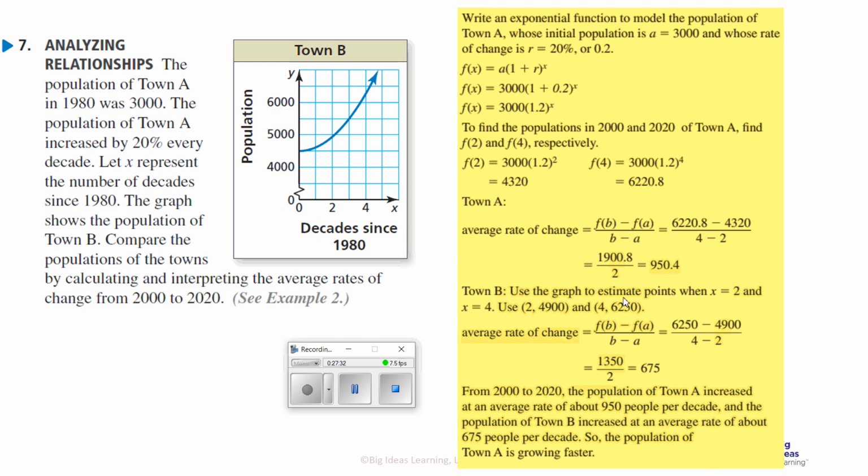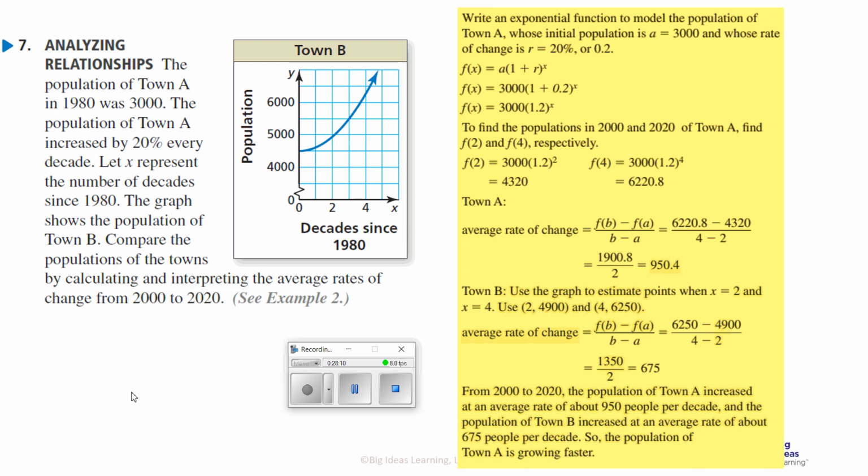That's going to be 6,250. All right. And now we take 6,250, we minus 4,900 from it. We take the 4th year, right? And then we minus the 2nd year. Still, we're going up by 2 decades and then 4 decades. And that's going to give us 1,350 divided by 2, which is 675. So from 2000 to 2020, the population of town A increased at an average rate of 950 people per decade. The population of town B increased by an average rate of about 675 per decade. So the population of town A is growing faster.